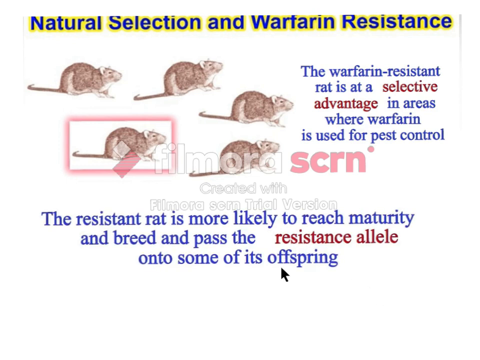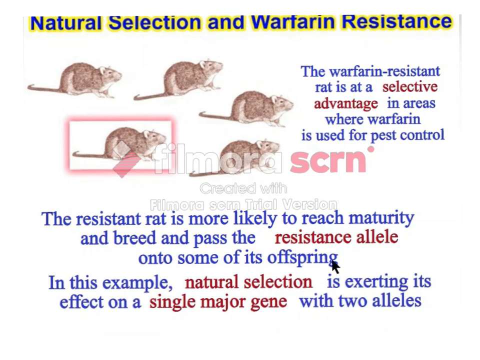The resistant rat is more likely to reach maturity, breed, and pass the resistant allele onto its offspring, while the ones that are susceptible to warfarin are going to die and decrease in their allele frequency. In this example, natural selection is exerting its effect on a single major gene with two alleles.